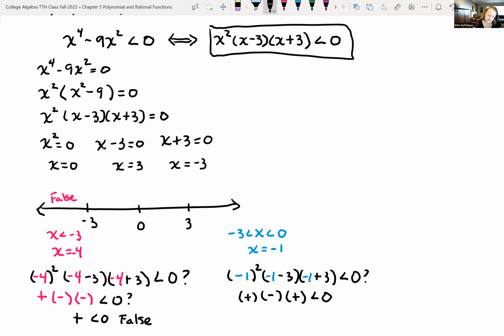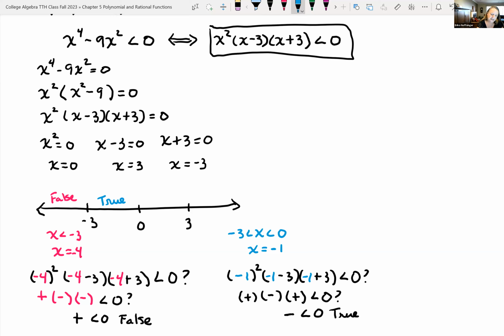Is that less than 0? Yeah, positive times a negative is a negative, and that negative result times our positive is also negative. A negative less than 0 is true. So I know any number in between -3 and 0 is part of my solution. This is where my graph would be if I graph this below the x-axis.